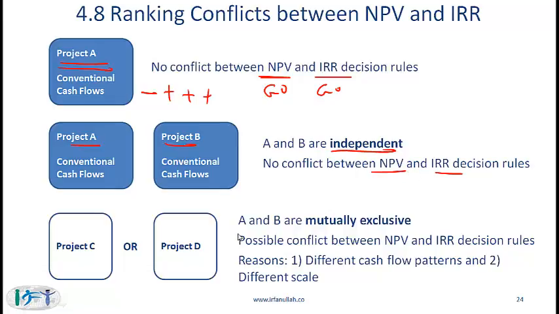We have a possible issue if we have two projects which are mutually exclusive, and this can happen even with conventional cash flows. It is possible that we can have a conflict between the NPV and IRR rules, and the conflicts can arise because of two possible reasons. One, there is a difference between the cash flow patterns, and two, there is a difference in the scale. Let's look at these items in more detail.